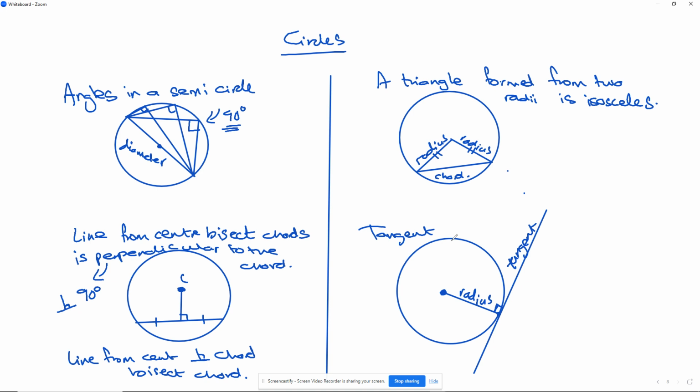Now, why do we write all of this? Because this ends up as the reasons if we ever ask for it. The tangent perpendicular, perpendicular to radius like this. All right, 90 degrees.